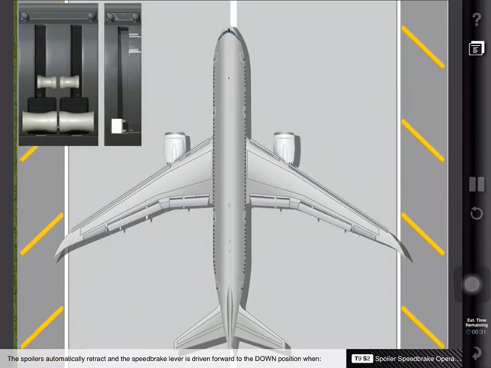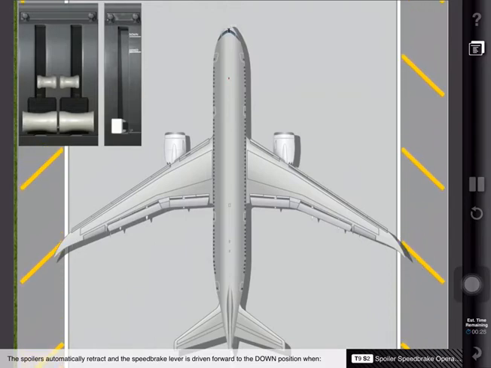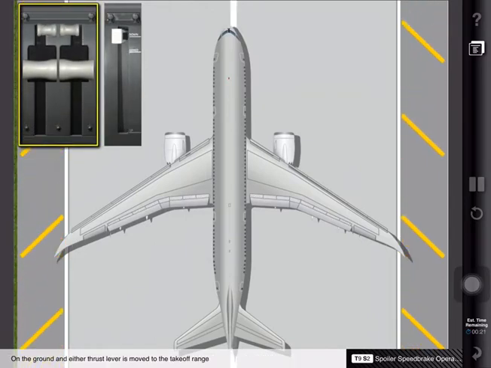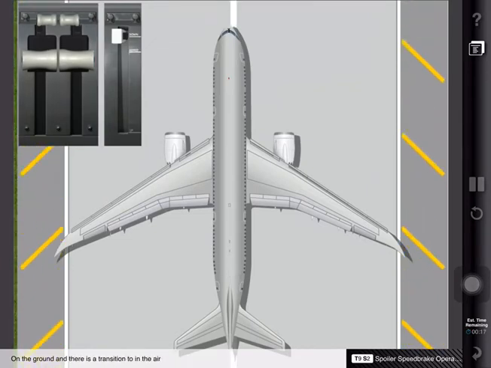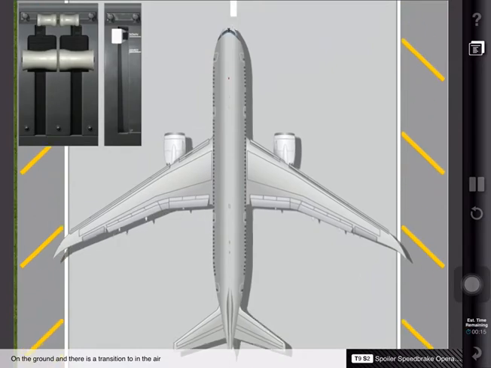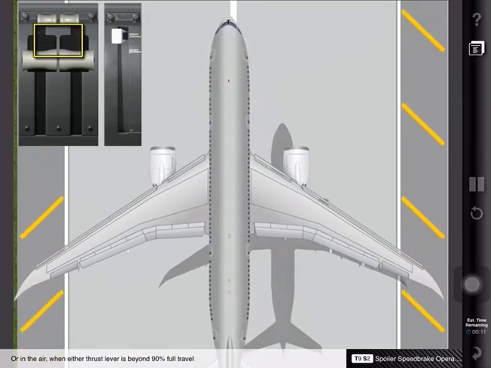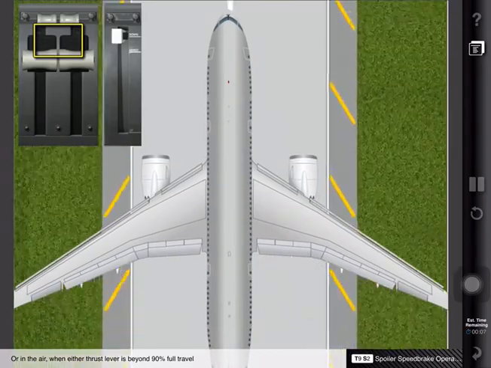The spoilers automatically retract and the speed brake lever is driven forward to the down position when on the ground and either thrust lever is moved to the takeoff range, on the ground and there is a transition to in the air, or in the air and either thrust lever is beyond 90% full travel.